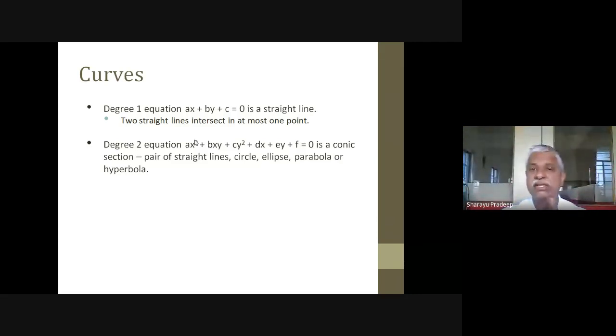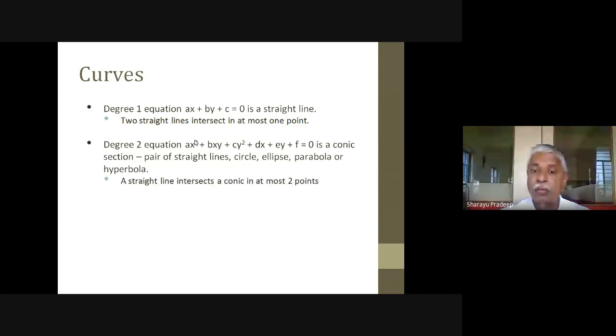It's a conic section. You take a cone, you take a section of the cone. Any section of the cone will be one of these: pair of straight lines, circle, ellipse, parabola, or hyperbola. The important point for this is all what we have studied in our class 11-12.